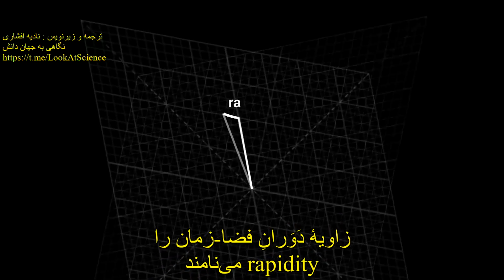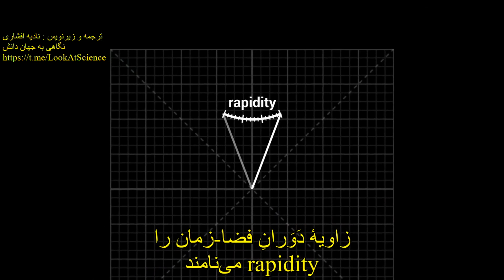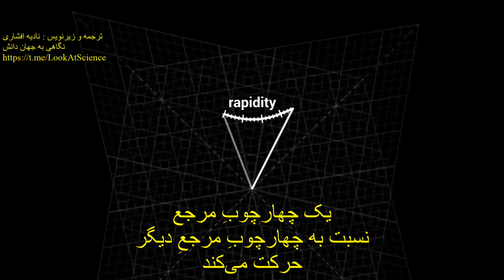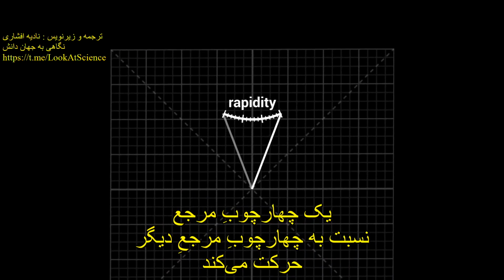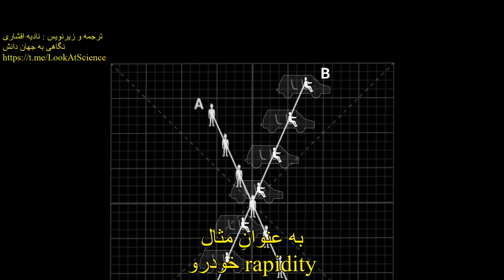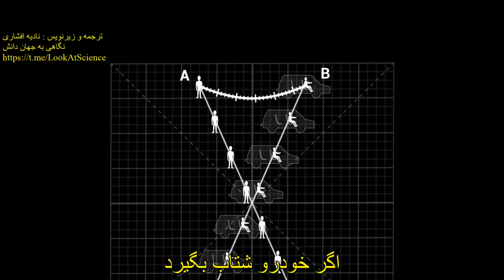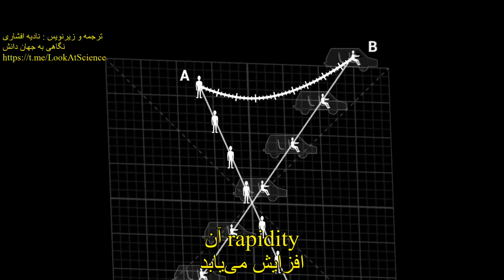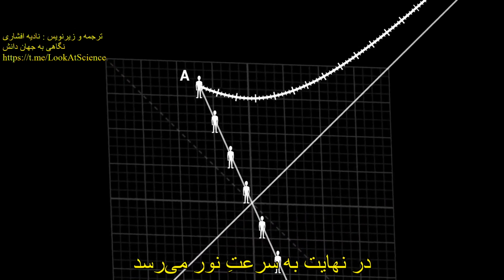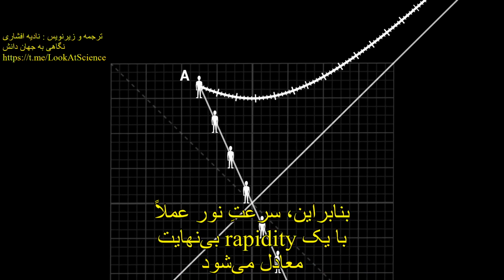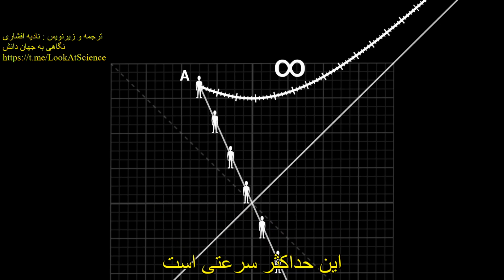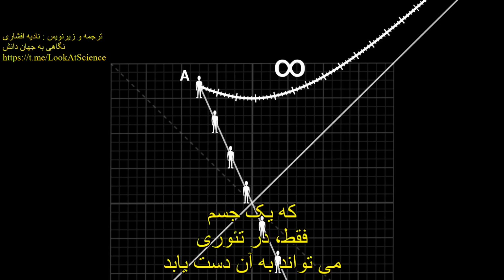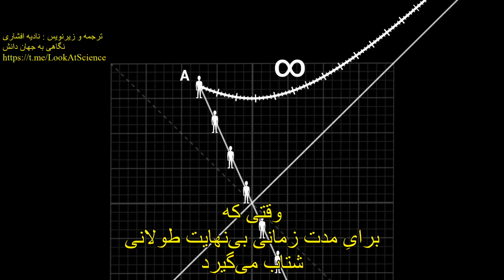The angle of a spacetime rotation is called rapidity. It measures how fast one frame of reference moves relative to another. The rapidity of the car, for instance, is the angle between its own frame and that of the road. If the car accelerates, its rapidity increases. If it accelerates for an infinitely long time, it would end up reaching the speed of light. Thus, the speed of light actually amounts to an infinite rapidity. It is the maximum speed that an object could only reach in theory when accelerating for an infinitely long time.